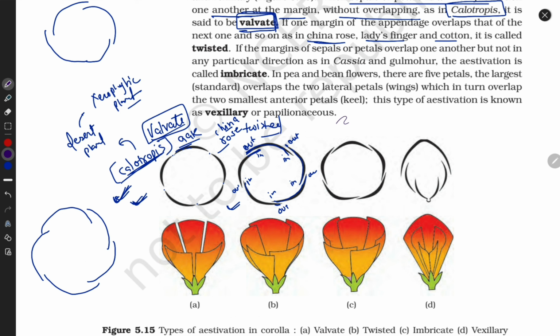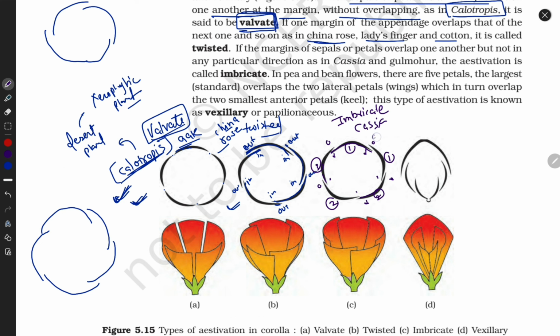Now next is imbricate. Guys, look at here. One part is totally inside and one part is totally outside, and the other parts are outside, inside, outside, inside. Means they show a little bit of twisted form. This petal and this petal, this sepal and this sepal show twisted form, but one is imbricated inside and this is totally outside. I'm erasing again. Look at here. This is totally inside, this is totally outside, and the others show outside, inside, outside, inside. These three leaves show twisted arrangement, and this leaf shows imbricated form. This leaf is totally inside and this leaf is totally outside.